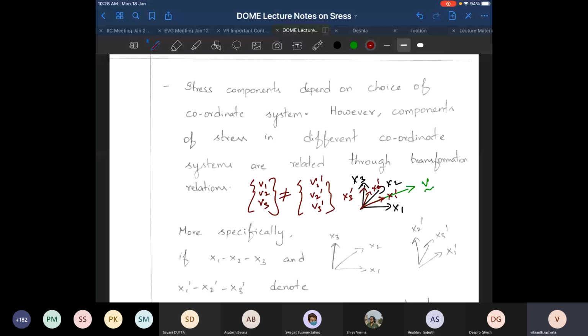So components of a tensor will depend on the coordinate system, but will they be related or totally unrelated? They will be related, because they are both referring to the same velocity vector. Is the vector depending on the coordinate system?